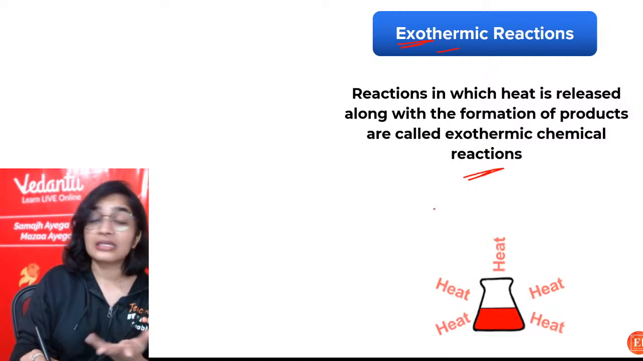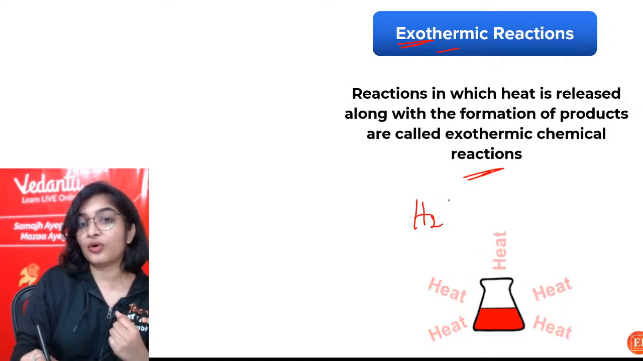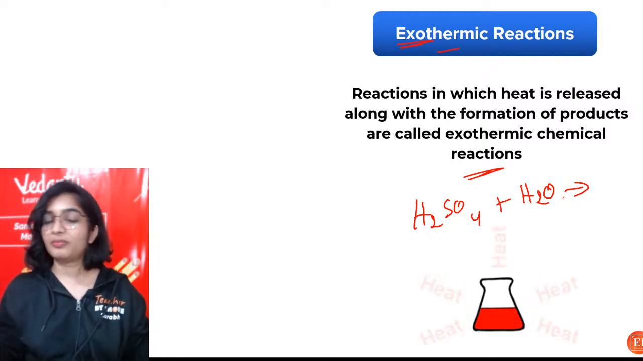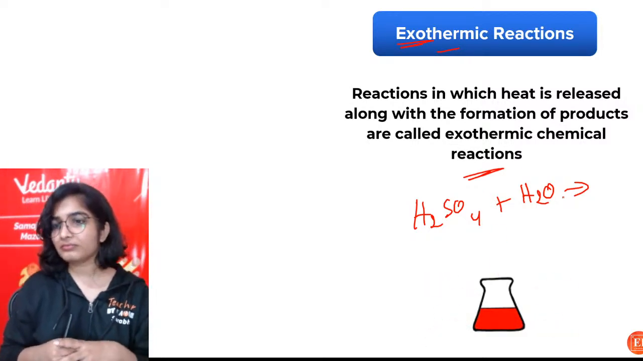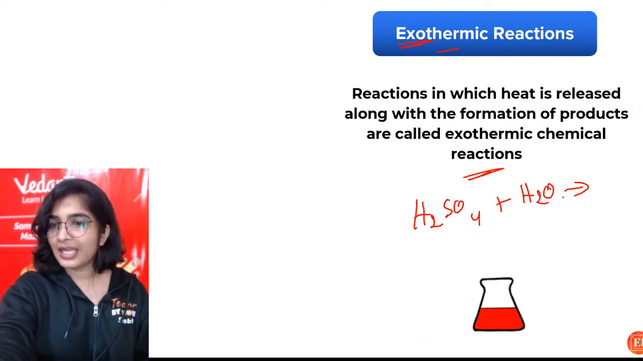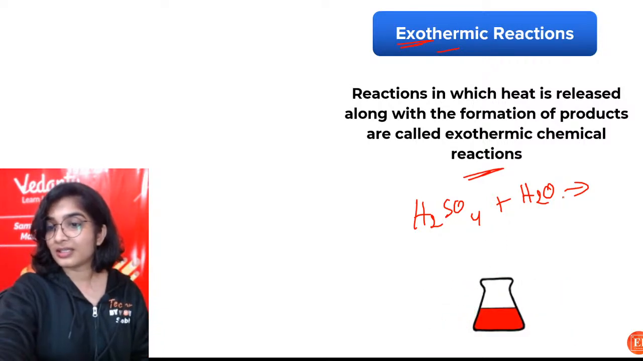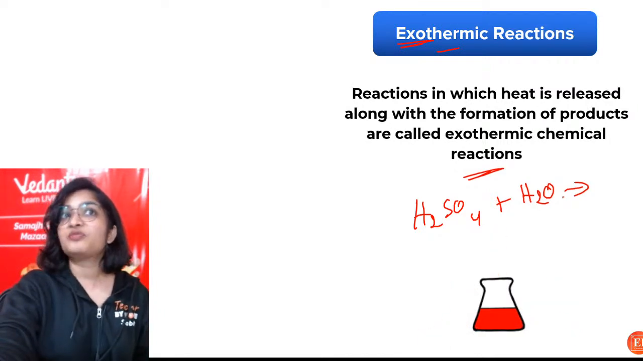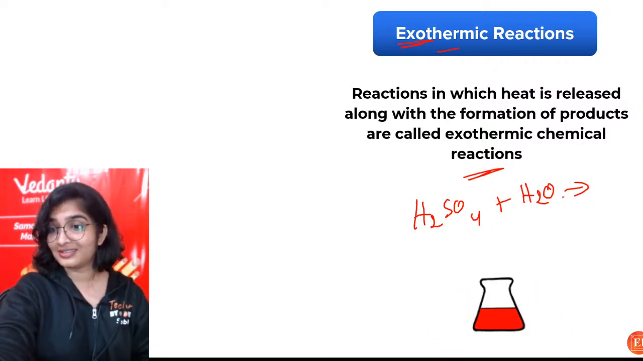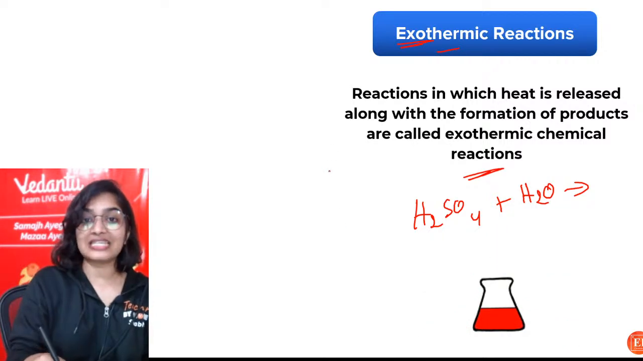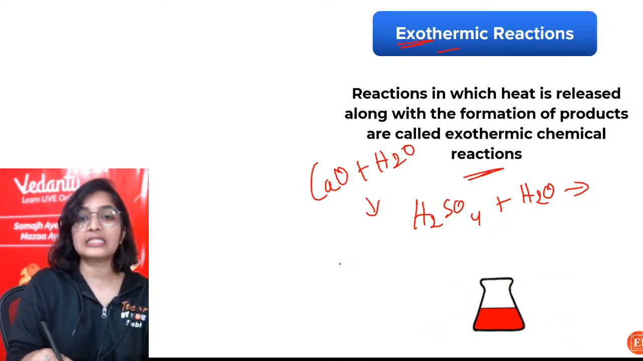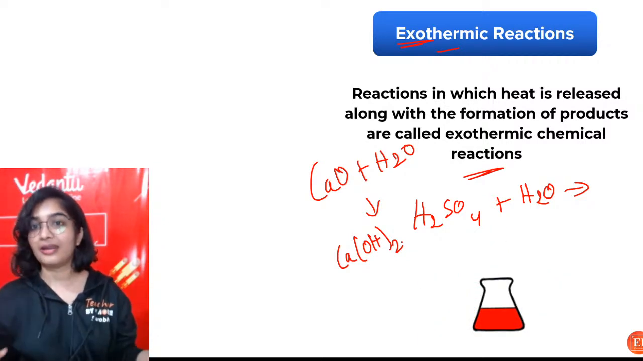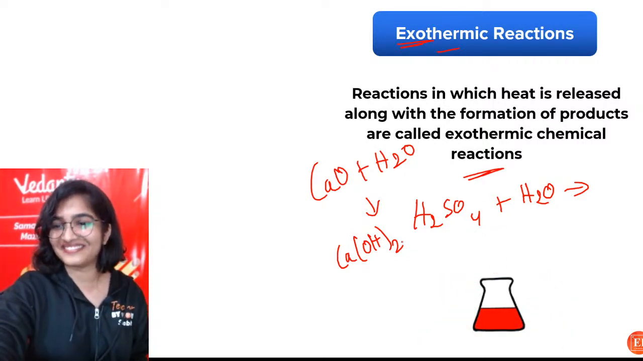So dilution of acids is exothermic. That is H2SO4 plus water. Of course, there are no products; you will get the diluted H2SO4, but it is an example of an exothermic reaction. Burning of coal, very good. Decomposition of organic matter, yes, it is exothermic, very good. Respiration, yes, it is an exothermic reaction. Yes, CaO plus H2O, calcium oxide plus water, you will get Ca(OH)2, which is an exothermic reaction. So formation of oxides are exothermic, right? Very good, people.